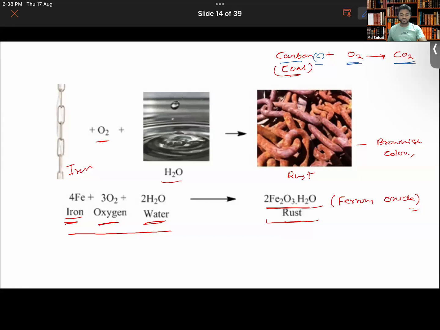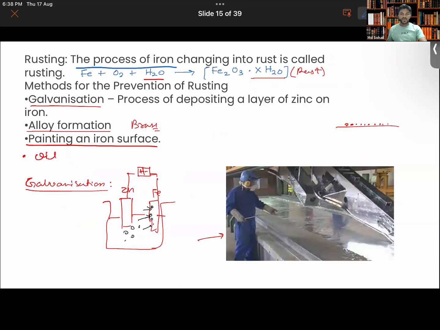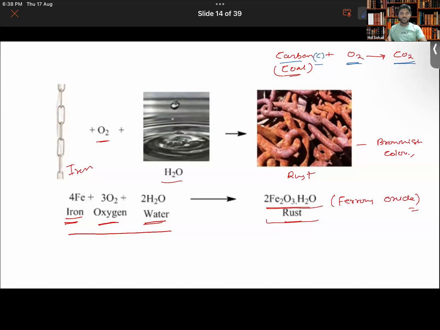Yes. Okay. Now, we had also devised a method to prevent rusting, right? In the method to prevent the iron object from rusting, we are not allowing the iron object to react with oxygen and water. We don't allow the metal object to react with oxygen and water. For that purpose, we might apply a layer of oil over it, we might paint the iron object, or we might simply apply a layer of zinc over it.